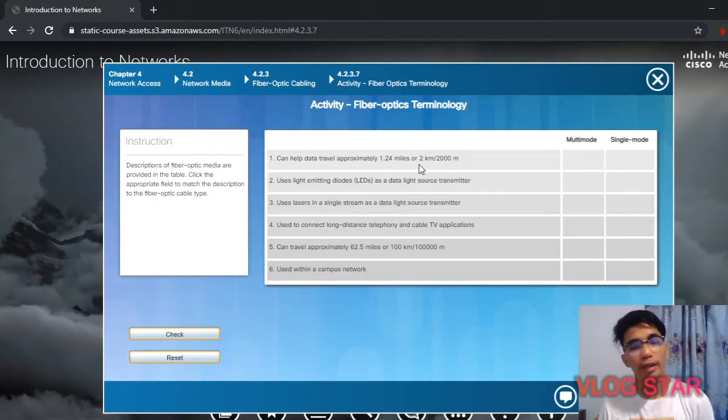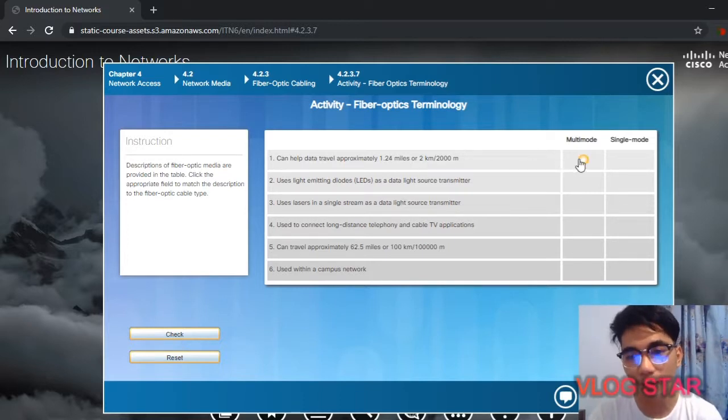It is for a fiber. It is somewhat a short distance, so it would be a multimode. Multimode is for somewhat short distance because the light rays travel in a wave or something like that, and in a single mode it is just a straight line of light.